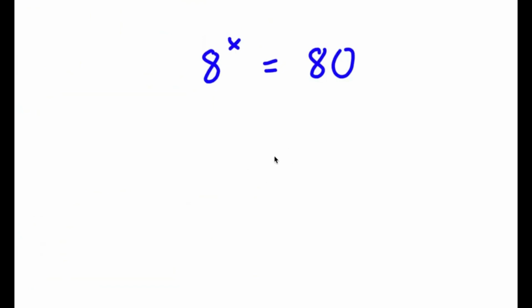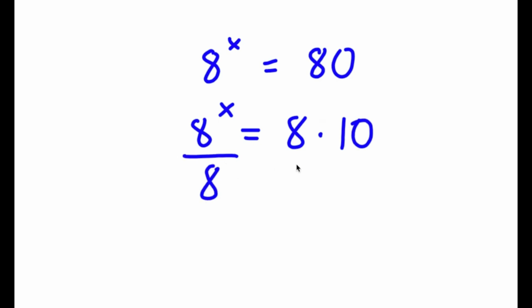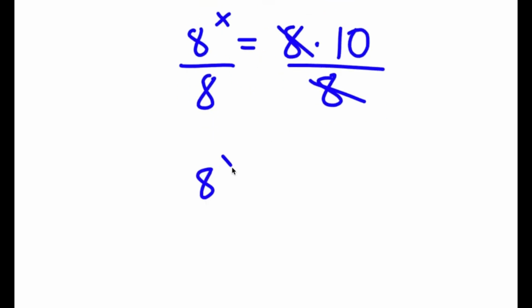Alright, so in this problem, I have 8^x = 80. So I'm going to first start by rewriting 80 as 8 times 10. So now I have 8^x = 8 · 10. And now I'm going to go ahead and divide both sides by 8. So then these two cancel out, and I get 8^x / 8 = 10.